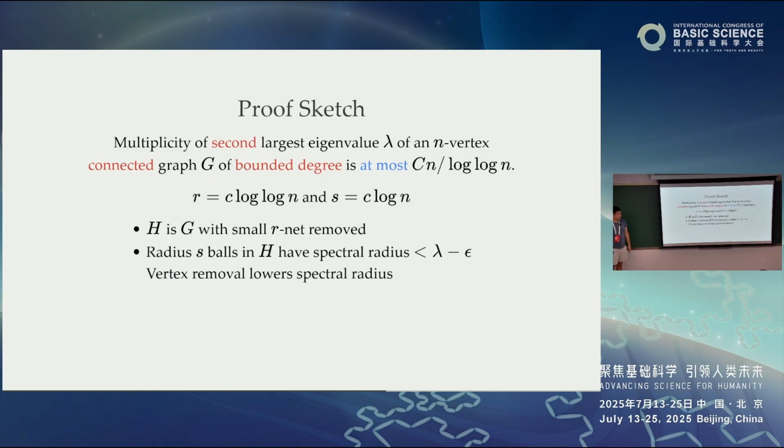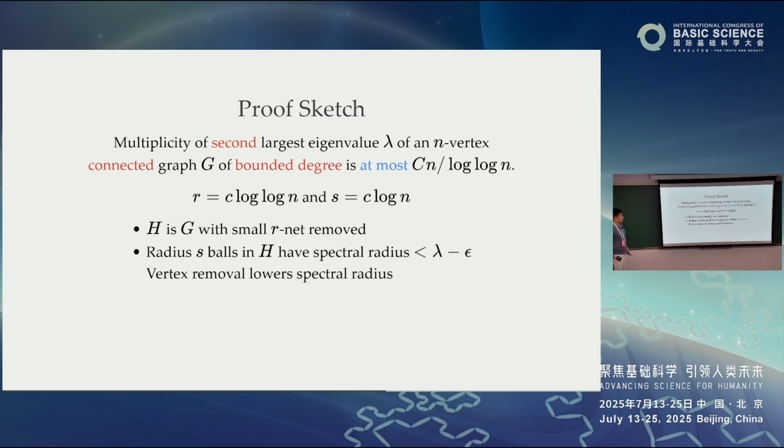What happens is that once you remove this r-net, the radius S balls, I mean a ball of radius S, drop in spectral radius. So in H, you take any vertex and look at the graph induced on vertices within distance S. S is the number I specify over there. Then you realize that the spectral radius of all these S balls is now bounded away from lambda. Therefore, the overall idea is that vertex removal really lowers your spectral radius locally.